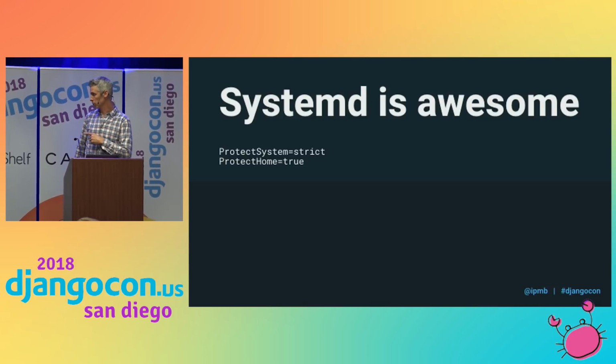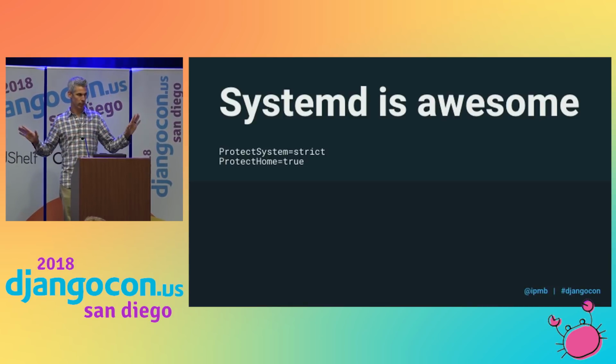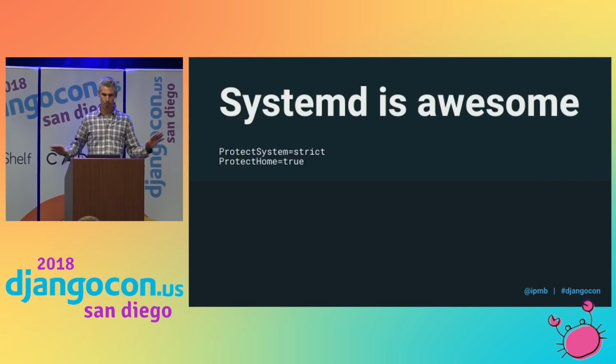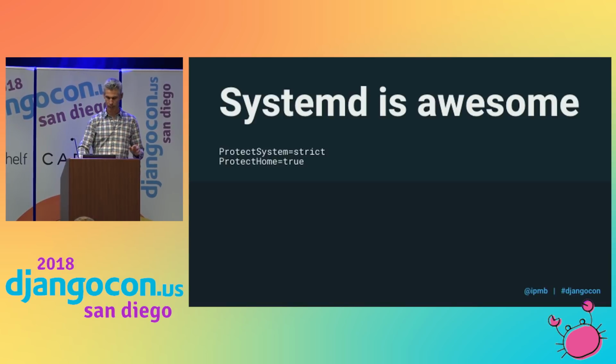There's ProtectHome=true. That basically removes any access to any home directories. So even if somebody has bad permissions on their home directory, they can't access it.